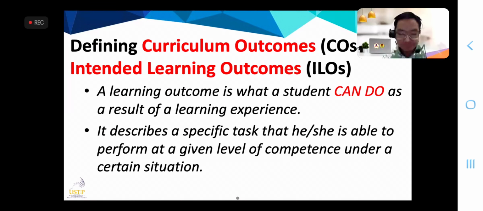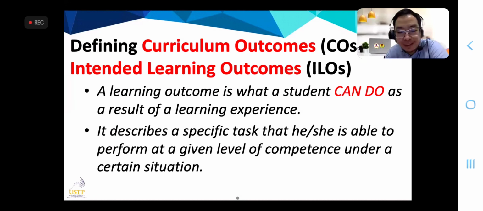For example, course outcome: write a comprehensive thesis proposal. Intended learning outcomes. Number one, identify a problem and write a problem statement. Second intended learning outcome, write an effective literature review. Third intended learning outcome, select appropriate research methodology. So notice that the intended learning outcomes are just the components of your course outcome.